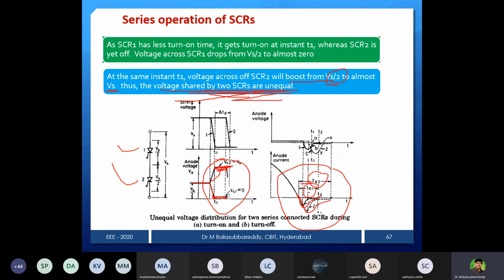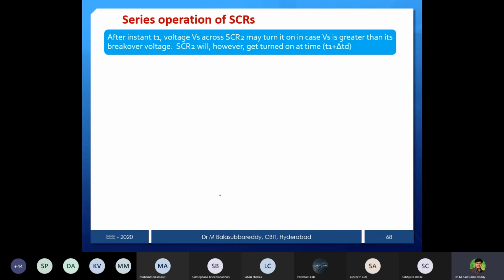You can notice that the turn off time of SCR1 is less, and the turn off time of SCR2 is more. In that case, we can see that unequal voltage sharing is going to take place. And how to overcome that problem? Second problem. First problem we... totally three problems. Let's consider the static condition.